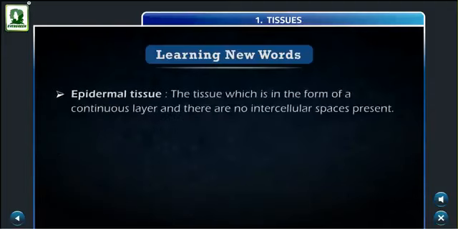Epidermal tissue: the tissue which is in the form of a continuous layer and has no intercellular spaces present. Histology: study of tissues.